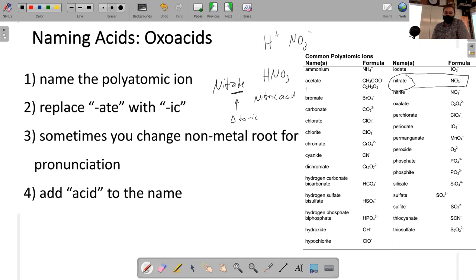So going down, acetate changes to acetic acid, bromate is bromic acid, carbonate is carbonic acid, chlorate, chloric acid, but that's not really a thing too much. Chromate, chromic acid, and so on and so forth down the list. So the name of the acid ends with just acid. There's no hydro at the beginning.